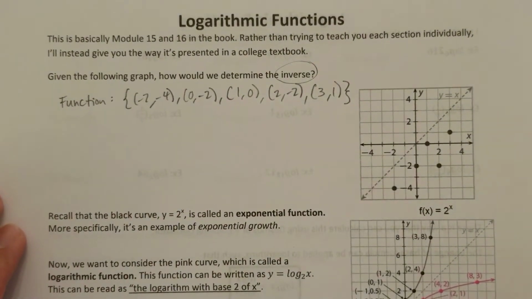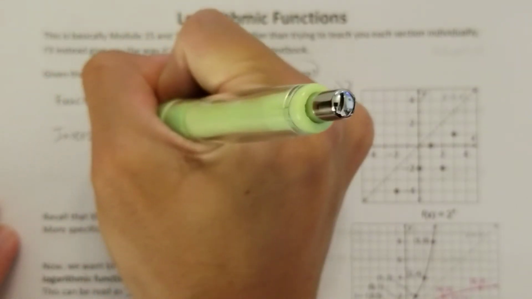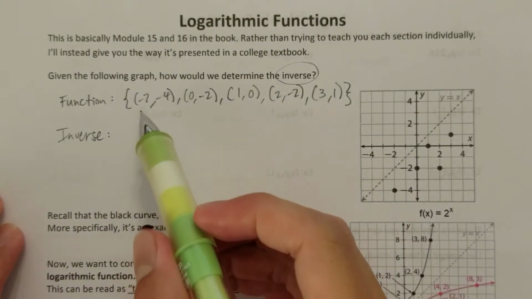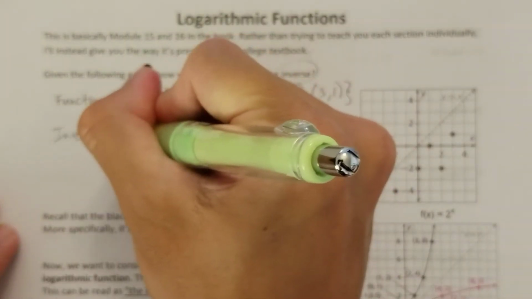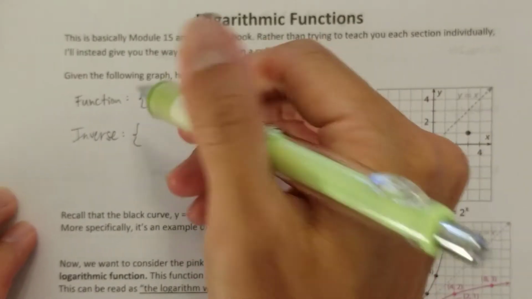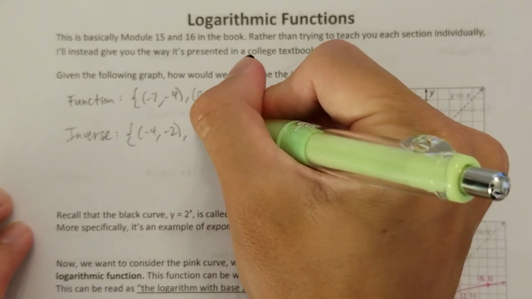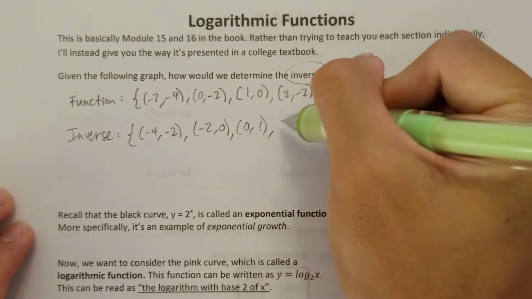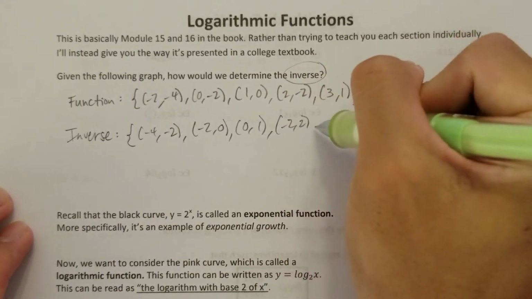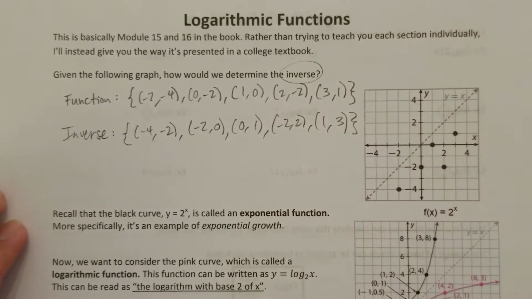Okay, in order to find the inverse, if you remember this, the inverse of this function can be found by swapping the x and the y values. So if we swap all the x, y values, this is -4 comma -2, this is -2 comma 0, this is 0 comma 1, this is -2 comma 2, and this is 1 comma 3. All we're doing is swapping the x's and the y's.